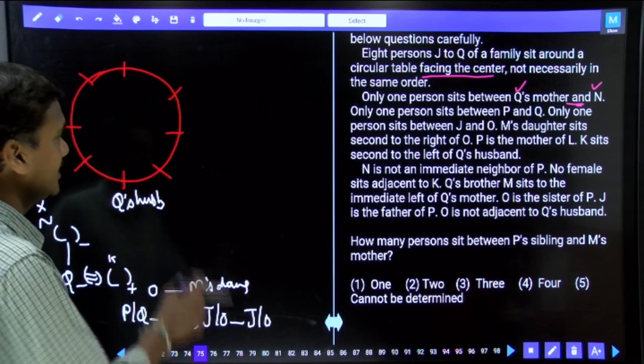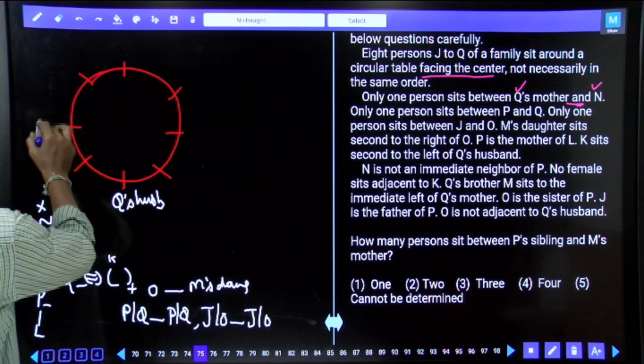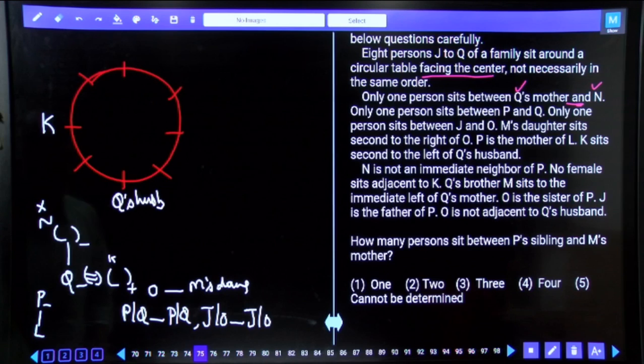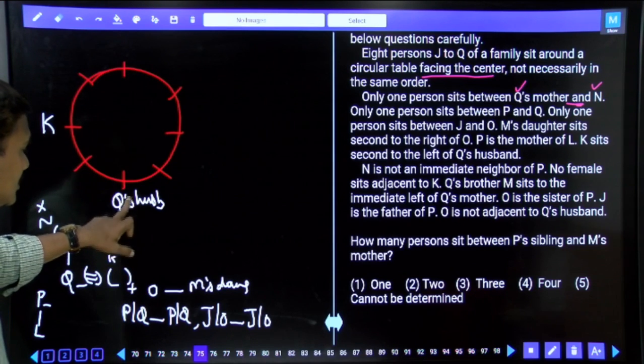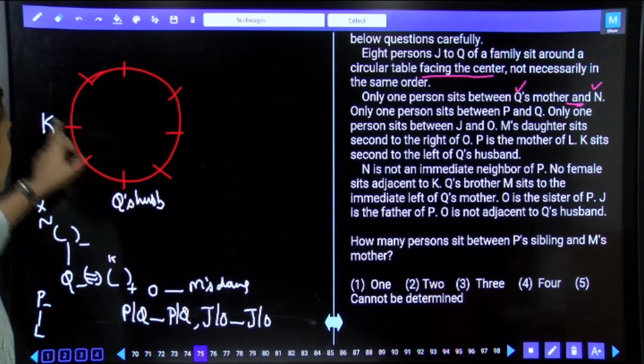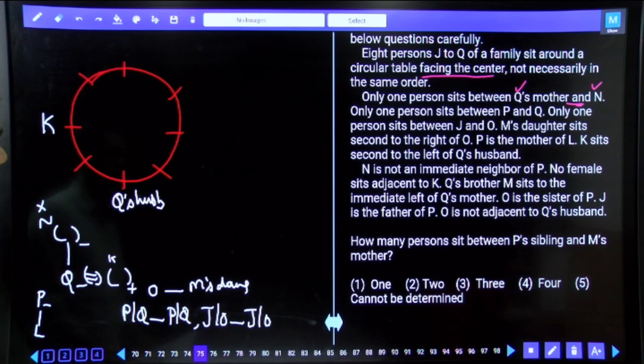Now, K sits second to the left of Q's husband. K is here. What is the gender of this K? As of now, not known. As of now, not known. But K is seated second to the left of Q's husband, whoever may be the Q's husband.